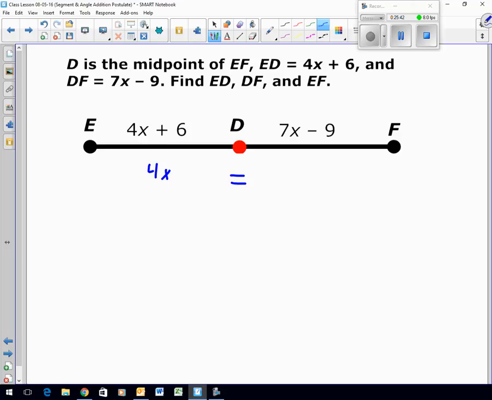So 4x plus 6 is equal to 7x minus 9, right? Let's see how that works. Okay, that wasn't that bad. So what's bigger, 4x or 7x? 7x. Good. So I'll move 4x from the left to the right. I'll move 9 from the right to the left.